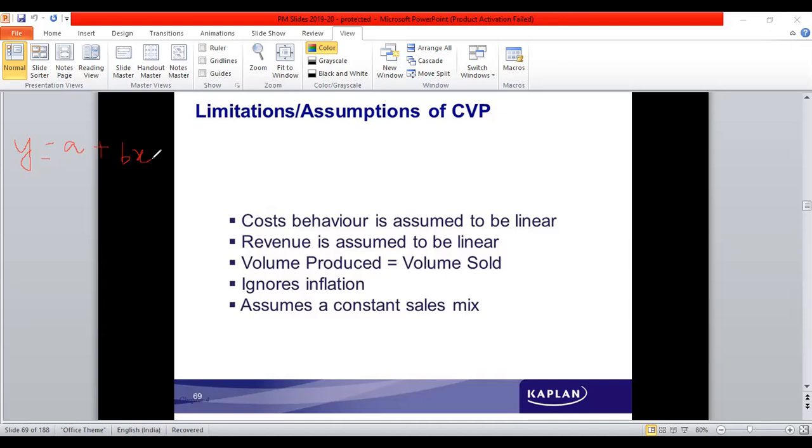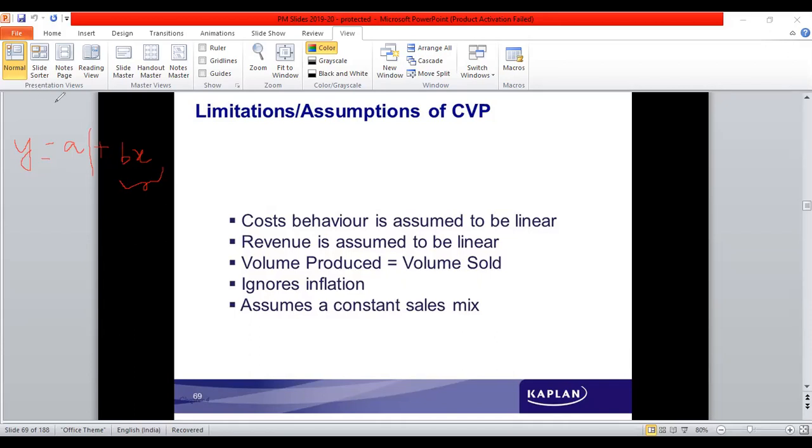Y is equal to total cost. So total cost is in a linear relationship. So what does it mean? A and B are constants, X is a variable. X is the number of units. So the second part keeps changing with the number of units. The value of Bx keeps changing for different values of X. X is a variable, it keeps changing. B is a constant. A is also a constant.